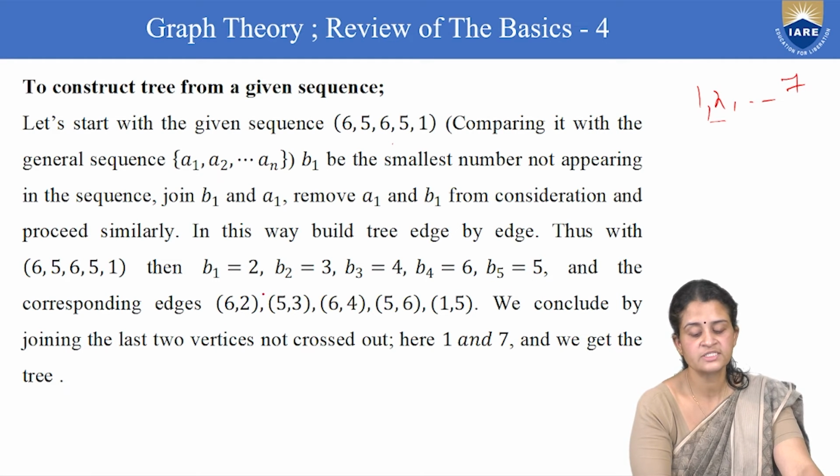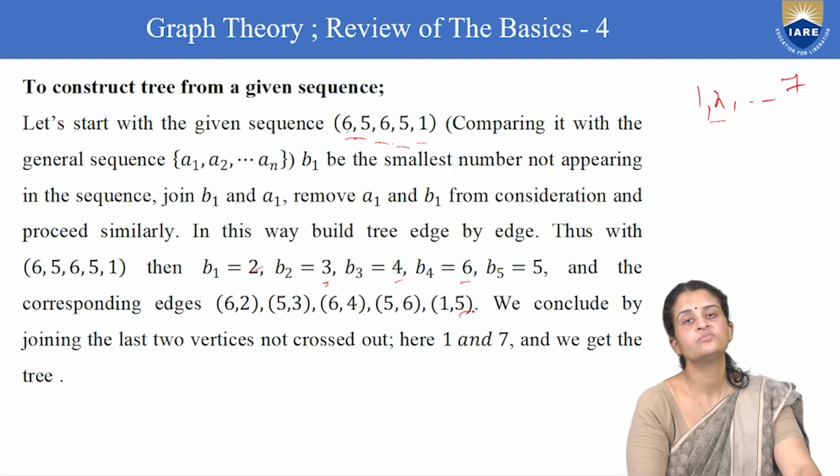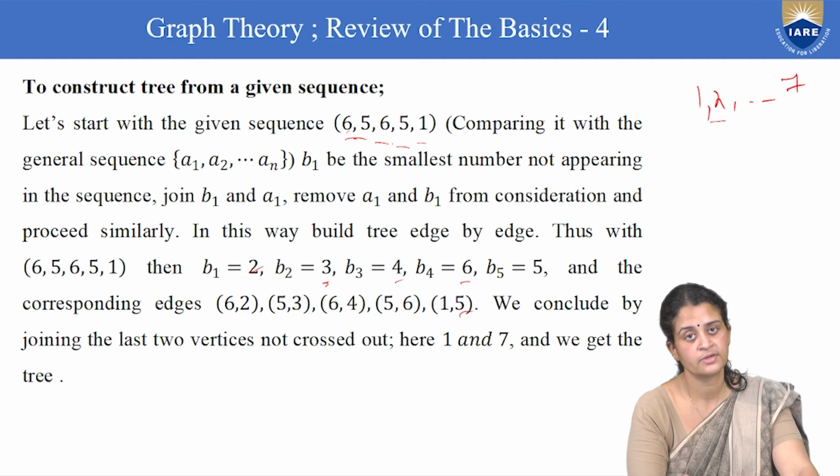And the corresponding edges that we form are this 6 and 2, 5 and 3, then this 6 and 4, then this 5 and 6, then this 1 and 5. Okay, join these edges. And the last 2 vertices that we are left with are 1 and 7. We have not considered this 1 and 7.